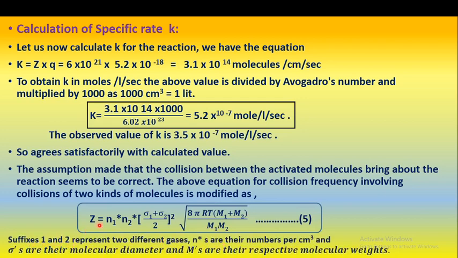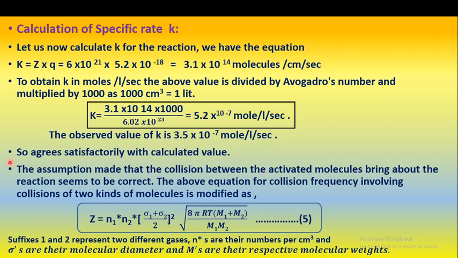The suffixes 1 and 2 represent two different gases, because we have calculated this Z, the collision frequency, for two different gases. N1 and N2 represent the two different gases, and N star are their numbers per centimeter cube. Sigma 1 and sigma 2 are their molecular diameters, pi is a constant, R is the gas constant, T is the temperature, and M1 and M2 are their respective molecular weights.